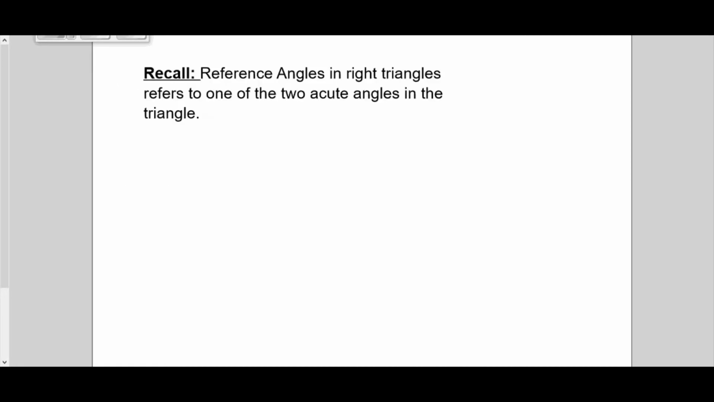Before we get into an example, I want you to recall, you don't have to write this down, that the reference angle in a right triangle, so if this is my right triangle, the reference angle is just one of the acute angles. So I could maybe call this one A and this one B.